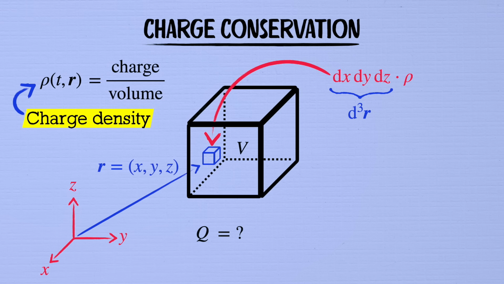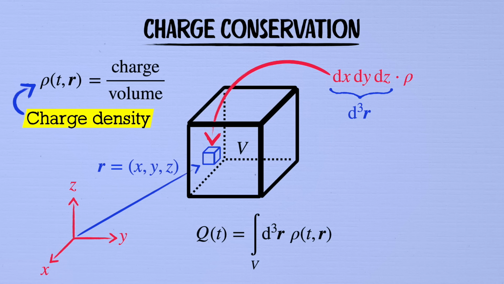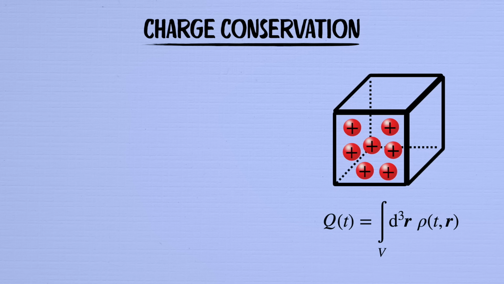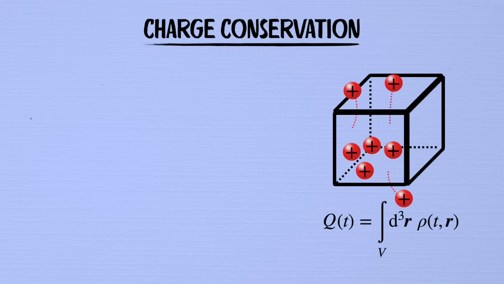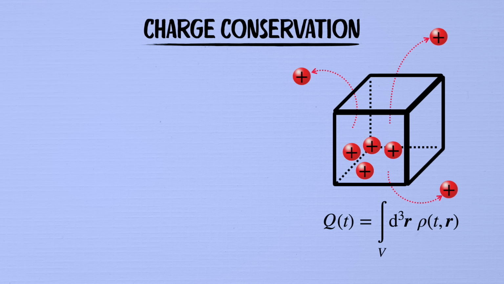To find the total charge inside our whole box, we just dice it up into lots of little pieces like this, and then we add them all up by integrating over the region. This is the total amount of charge Q in our big box V at any time t. What charge conservation means is that the only way Q can change with time is if some of the charges inside the box move outside through the surface, or if additional charged particles from outside make their way in.